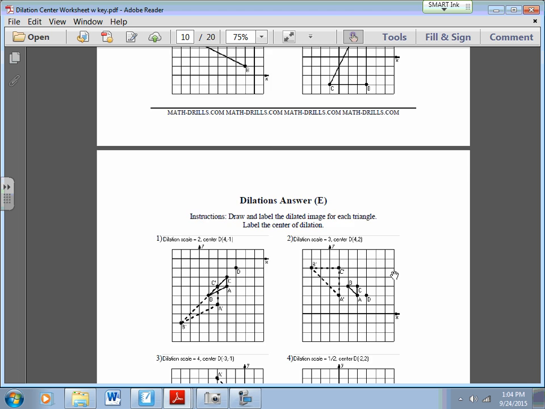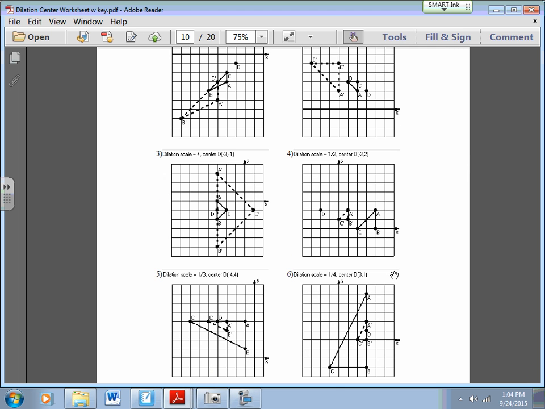Dilation E. Can you grab one of these? Yep.